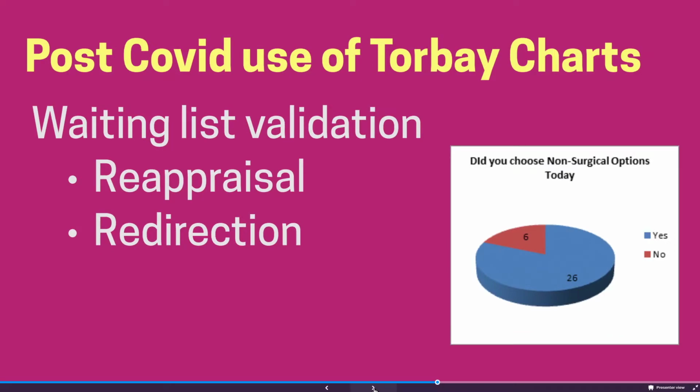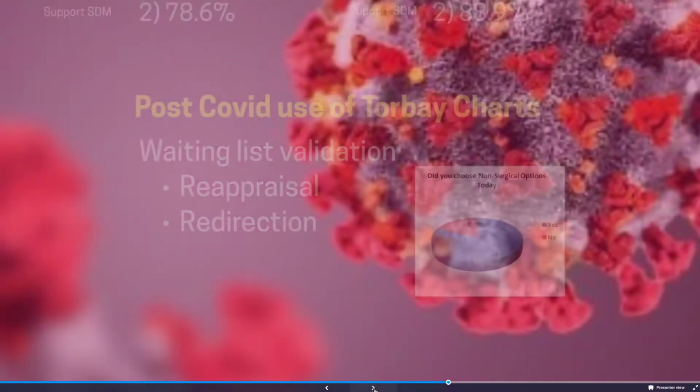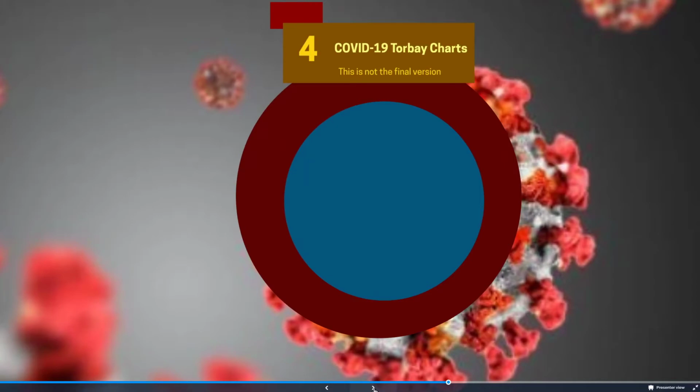Could Torbay chart be used to our advantage in the post-COVID situation? I think there are a couple of important uses. One is waiting list validation, and the other is reappraisal of patient choices. We are looking into some practical ways of contacting patients who are already on the waiting list to see if they would consider alternative choices if appropriate. Given the fact that in Derriford nearly 80% of patients chose non-operative treatment in the first trial, there may be a few on the waiting list who are at the borderline and might wish to try non-operative treatment until the COVID situation resolves. Now let's move on to the COVID chart.